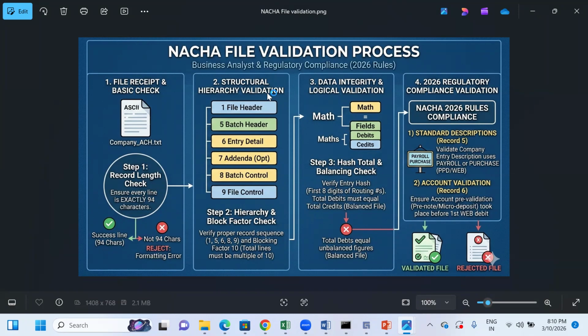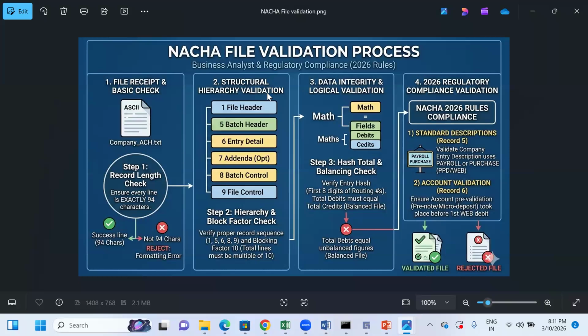Once the structural hierarchy validation is done, the next is data integrity, because we are integrating the data from one system to another system. So we need to calculate what the fields are: how many debits happened on the particular day, how many credits of the payments were done, etc. Everything has to be updated under the logical validation.